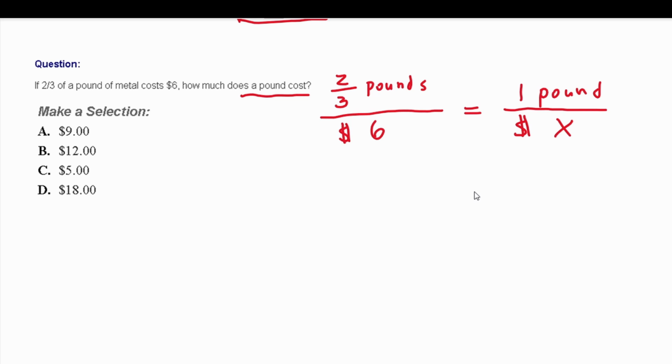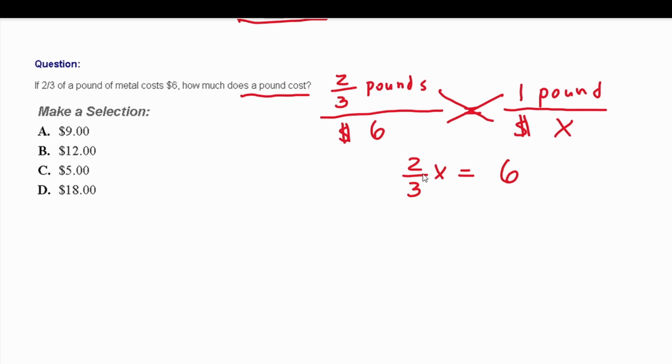Okay, so the next step to solving a proportion is to cross multiply. I'm going to start by doing 2/3 times x. So this becomes 2/3 x. And at this point, you can drop your measurements. You don't need them anymore. And then we're going to do 6 times 1. Anything times 1 is itself. So this is just x.